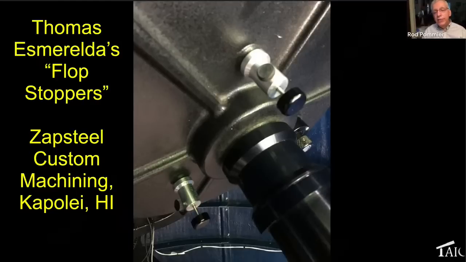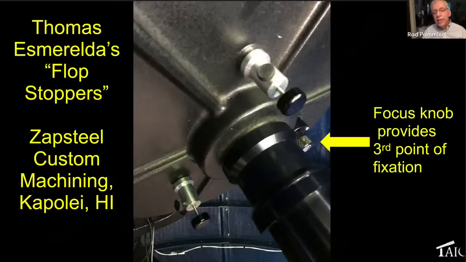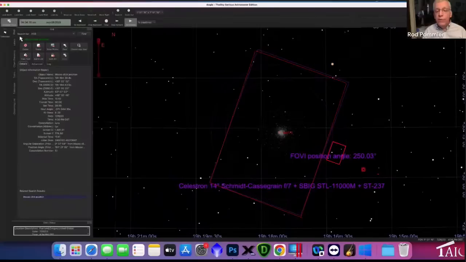And then you can set your focus with the focusing knob. And once you have your focus and your collimation set, you just simply set those things in place with the set screws, and the focus knob provides the third point of fixation between a triangle, which makes up a plane, and that will hold the focus and the collimation for you.